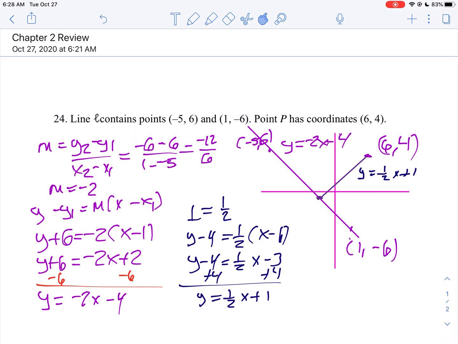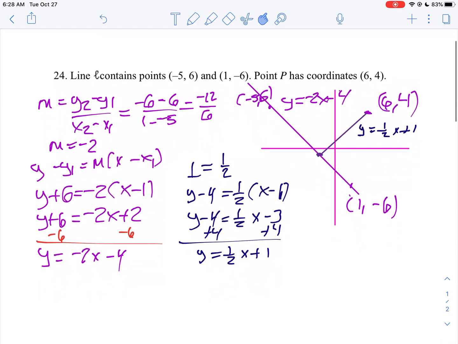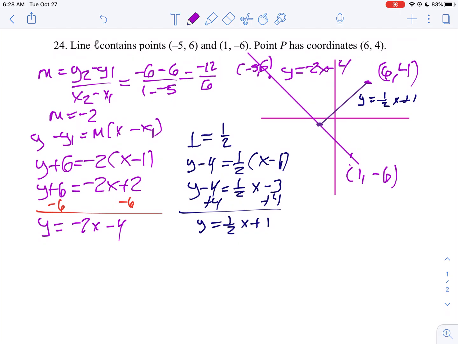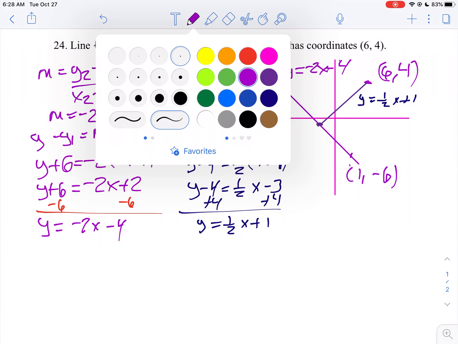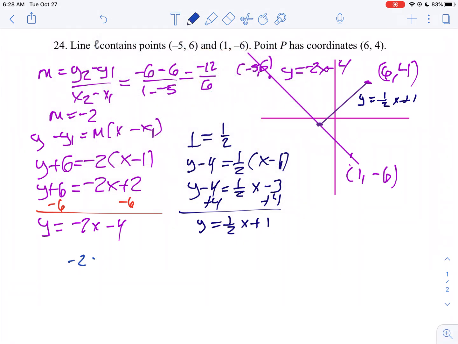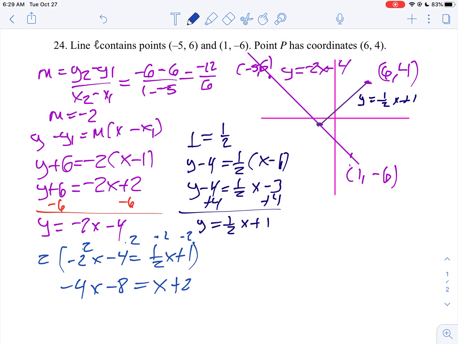Now I want to find the coordinate of this point right here. The coordinate of that point is where those two lines intersect. That's why I wrote these in slope-intercept form. I'm going to set them equal to each other. So negative 2x minus 4 equals 1/2 x plus 1. I'm going to solve for x. I hate fractions, so I'm going to multiply everything by 2. So we get negative 4x minus 8 equals x plus 2, because I multiplied every term by 2.